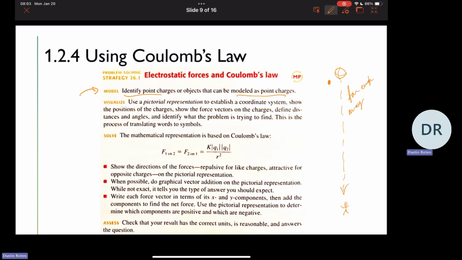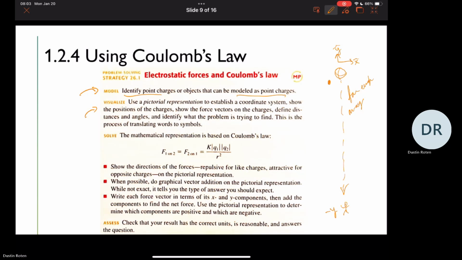So once you identify what needs to be a point charge or a point particle, that's when you're going to draw your sketch. You're going to use a pictorial representation and establish a coordinate system. So maybe here I might say my positive x direction is this way, positive y direction is up, so that means I'm in the negative y direction down here.